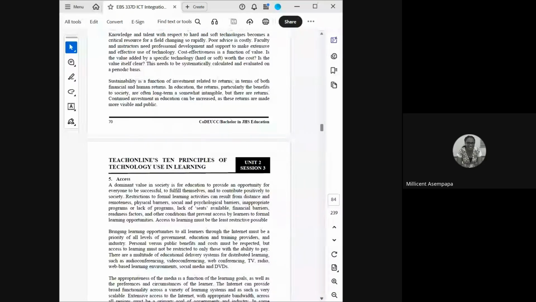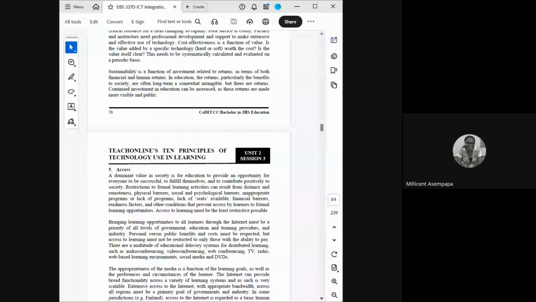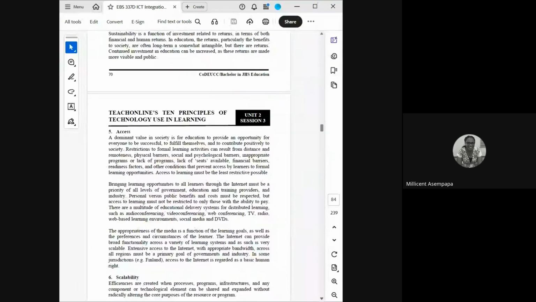So the learning process is restricted from the child because of where the child is, because of the child's geographical area, the child's background, the child's physical characteristics. Access is something we are trying every day to take away from the learning process, to bring closer to the learning process. Access is very, very important.